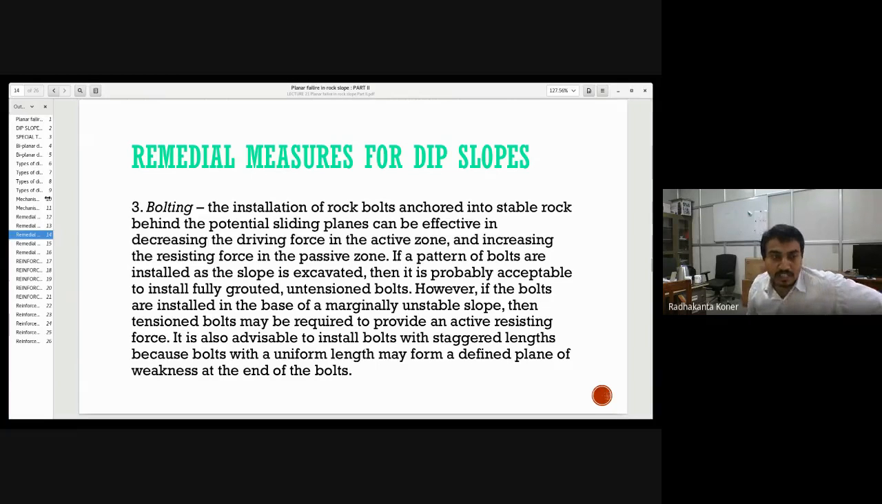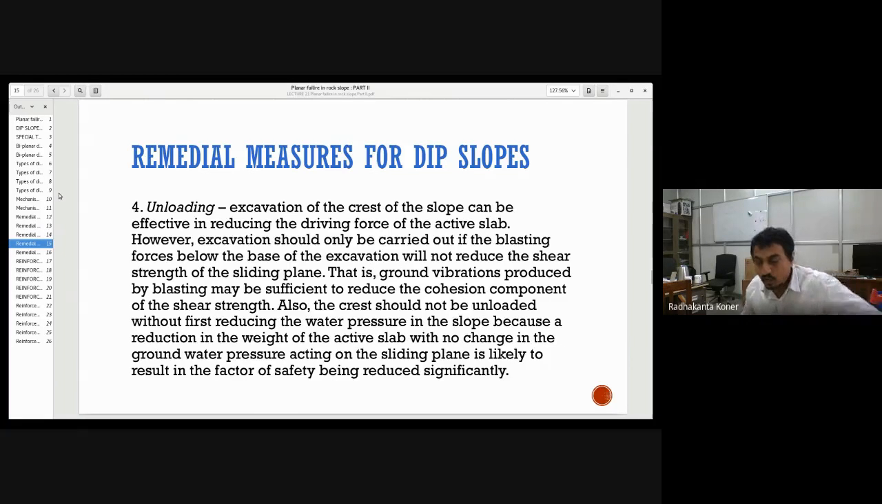So the rock bolt is another solution, and the fourth is unloading. This unloading is very difficult. Based on the blasting conditions you have assumed in the mines, based on the particular characteristics, we have to select whether unloading is possible in the particular case, or unloading by means of reducing the water pressure. Whatever the possibility, we can go through that, because these are the things that are easier to handle.